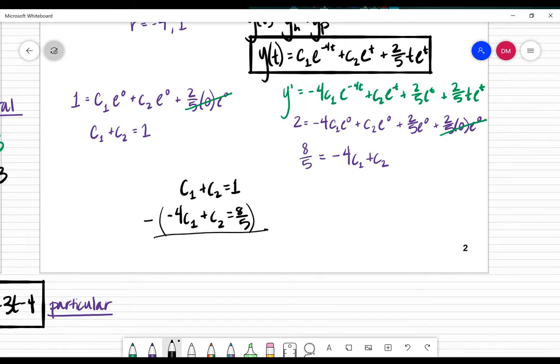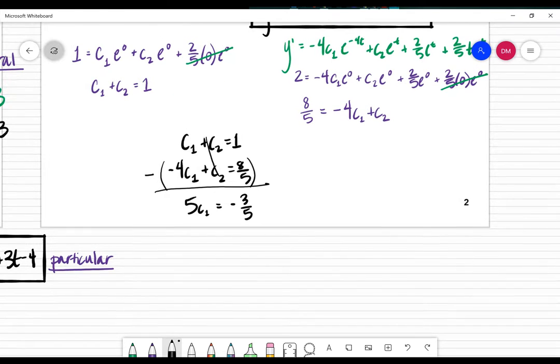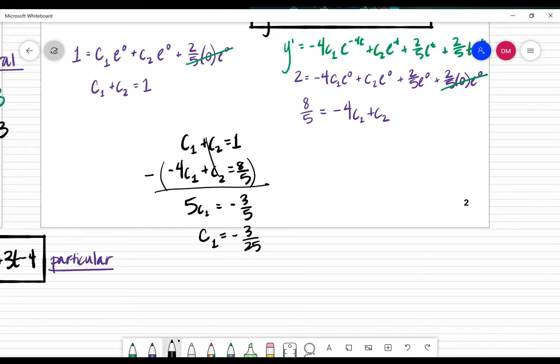I don't know how that'll work out, but I'm going to subtract equation 2 from equation 1 to get my C2s here to cancel. 5C1 is equal to 5/5 minus 8/5. So that would give me a negative 3/5. And I'm going to divide both sides by 5. So rather than making my fraction a little easier, for C1 here I'm going to get negative 3/25. So super awesome fractions, but we can work with it.